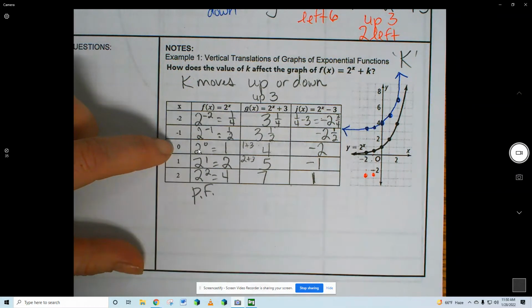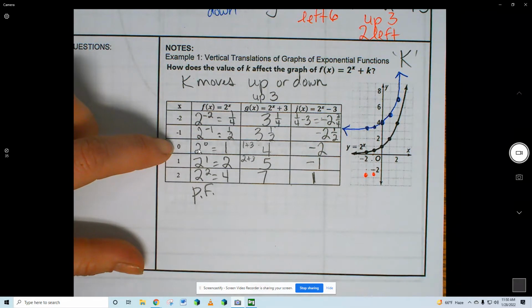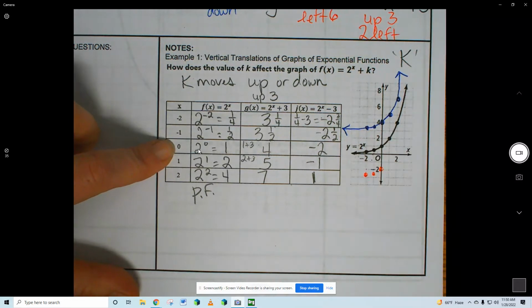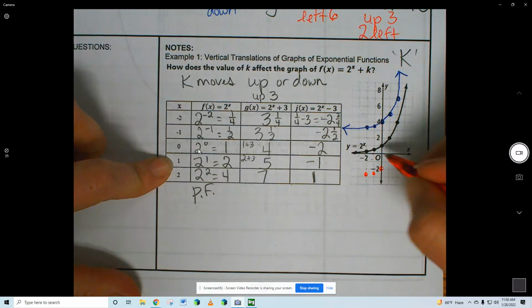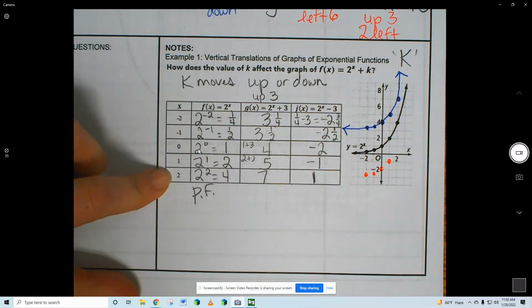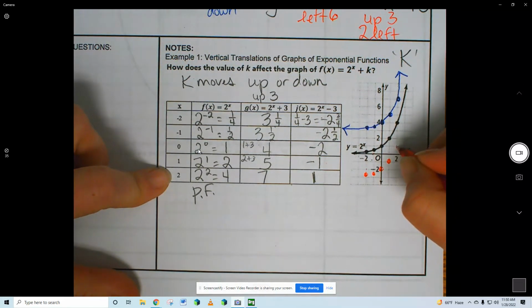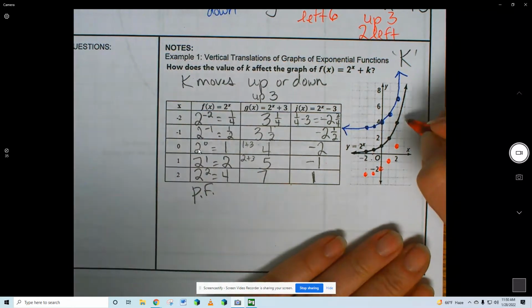Yeah, because I'm shifting the black, the original, down 3. 0, negative 2. 1, comma, negative 1. Over 1, down 1. Over 2, up 1. The curvature is still the same.